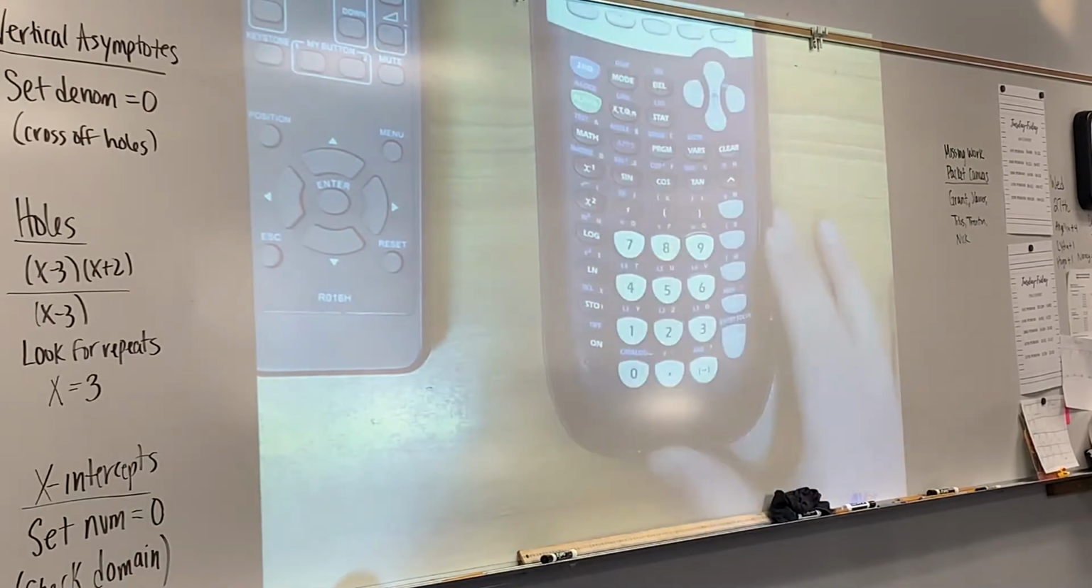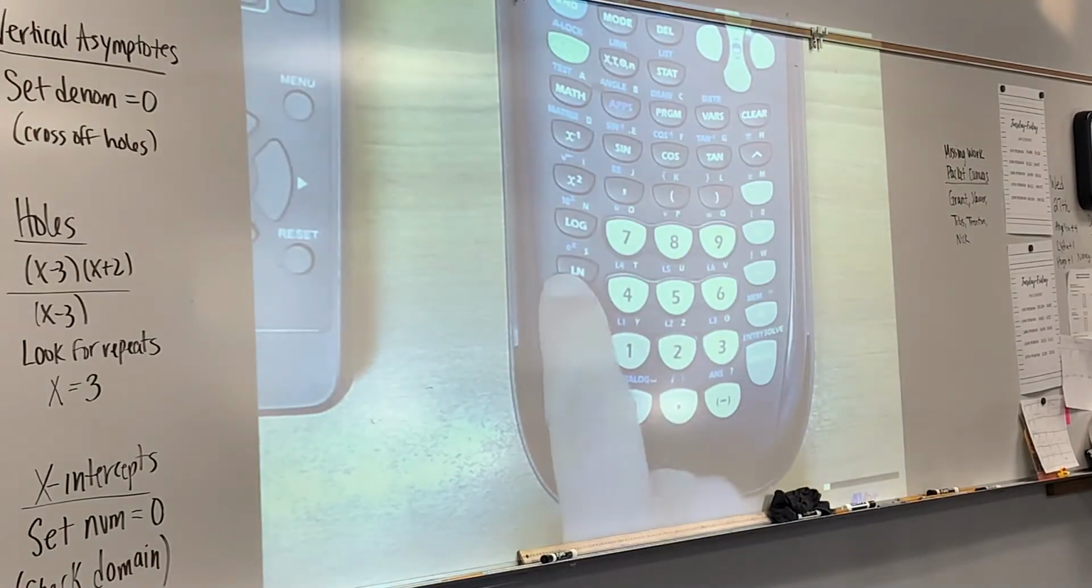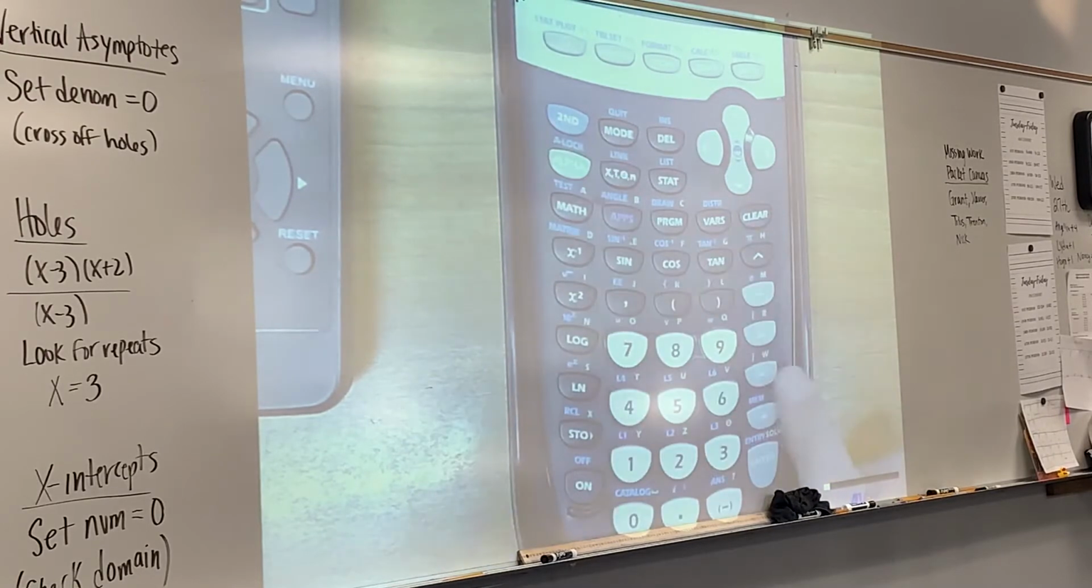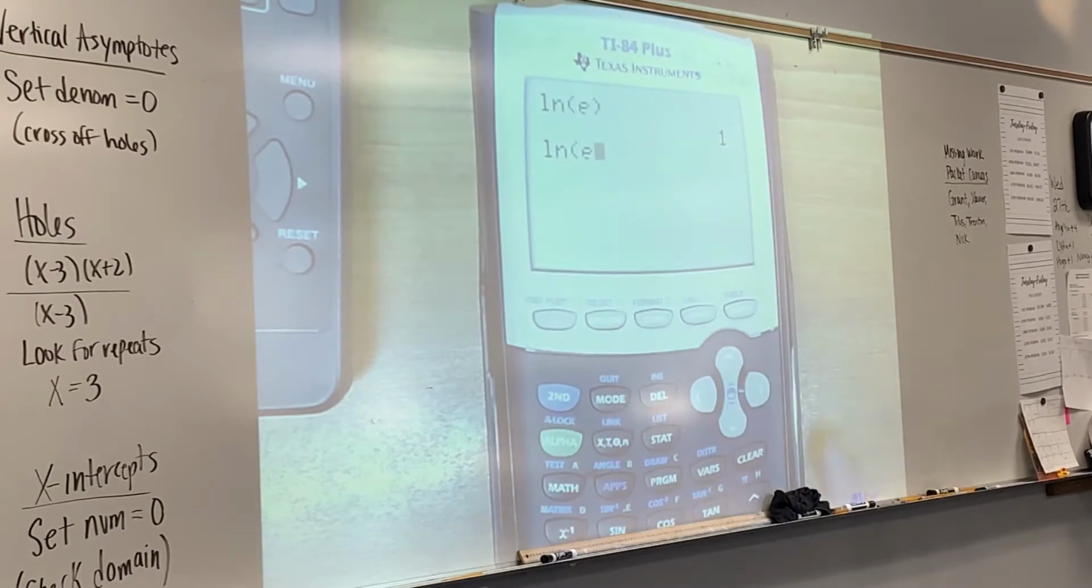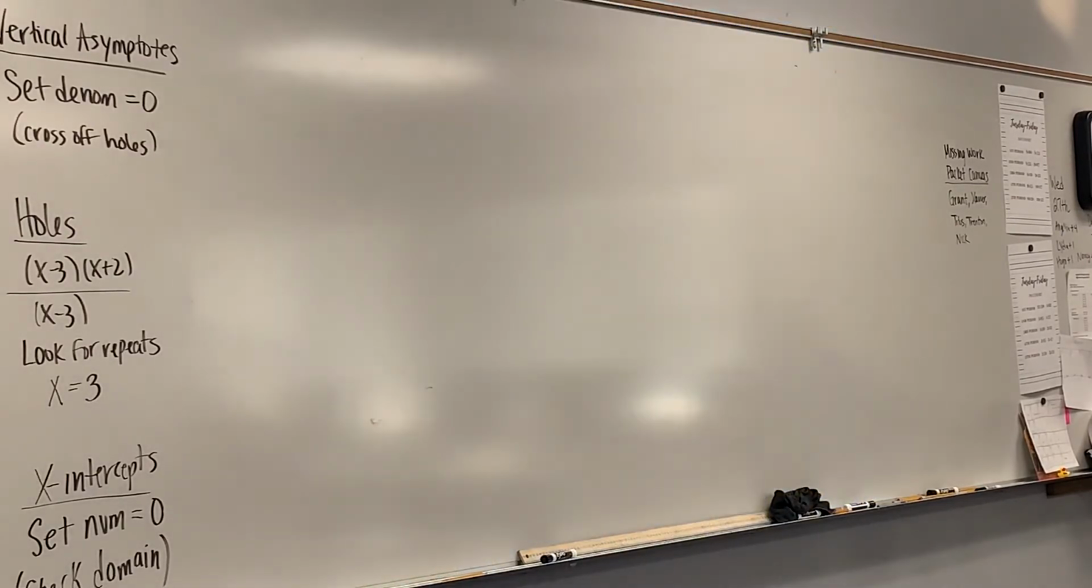I'll show that again. You press the ln right here by the 4. Then you press the blue button. And then you press the division symbol right here. So that's ln of e. Good call. I like that better than what I was going to say. Well, why is that true?